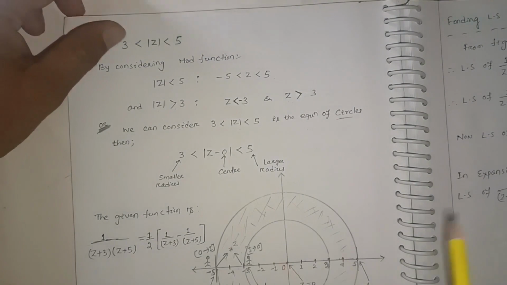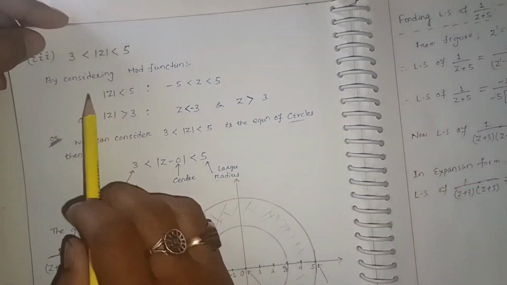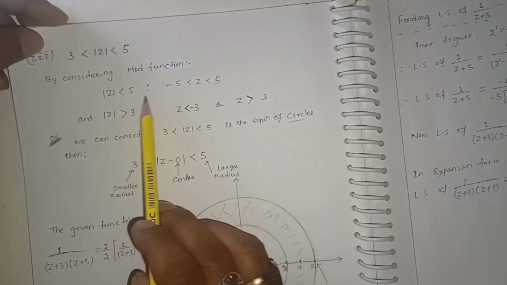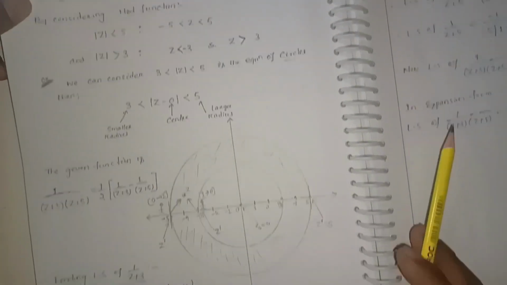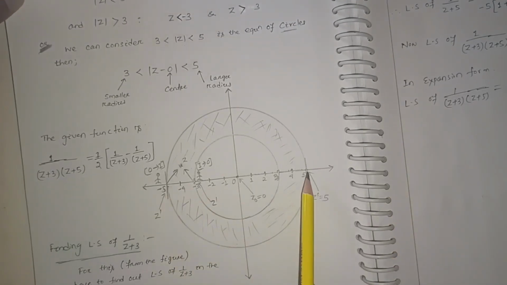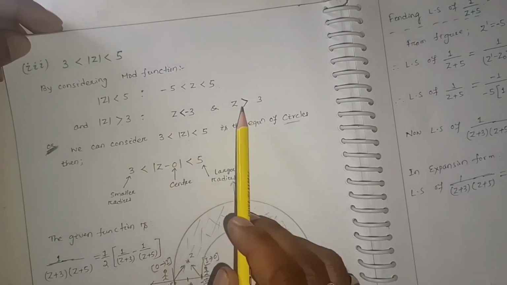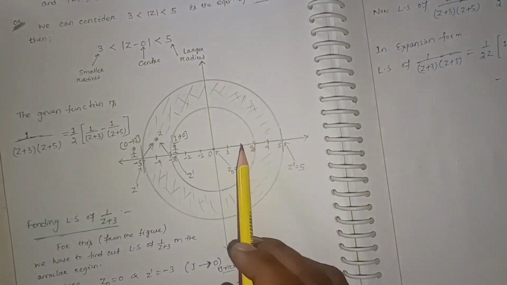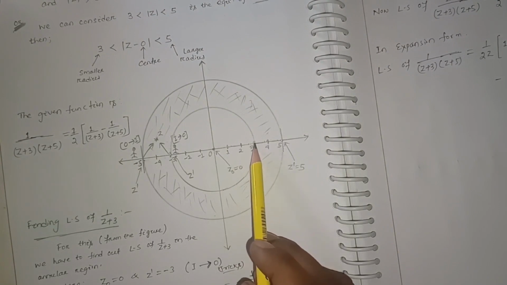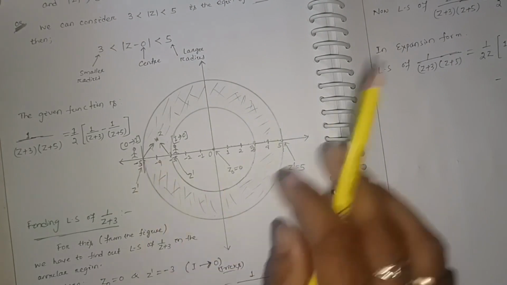So if I consider the complex plane, for this region or range, |z| < 5 means I have to consider -5 to 5. But another condition is that z should be greater than 3 and z should be less than -3. So z greater than 3 means these values are going to be considered, and less than -3 means these values are going to be considered.